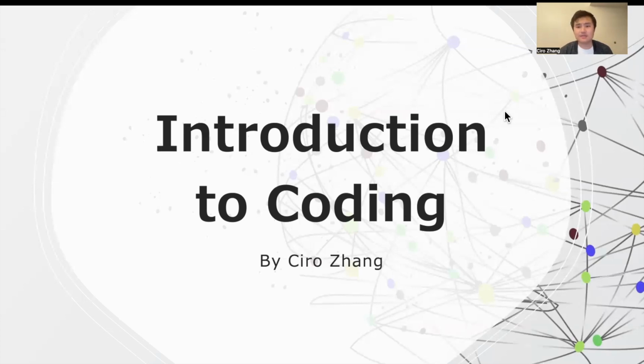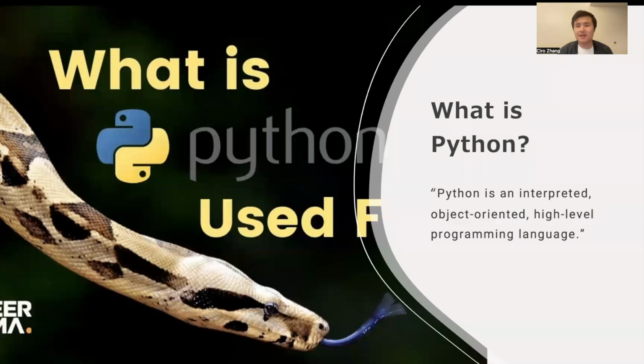So to start, I've been talking about Python. So what is Python? Well, Python is a computer language that has recently been really popular in the field of data science and data analysis. If you go on Google and search what is Python, the definition you're probably going to get is that Python is an interpreted, object-oriented, high-level computer language. So what does that mean exactly?